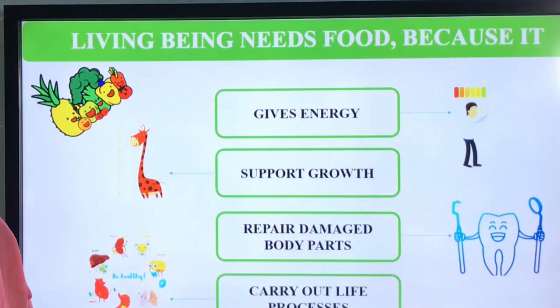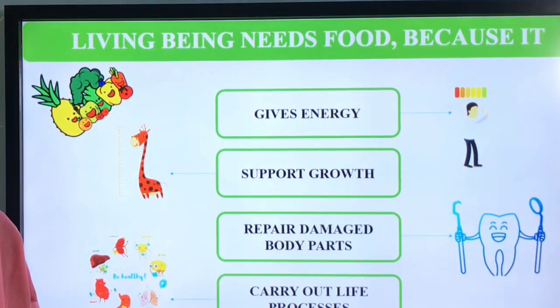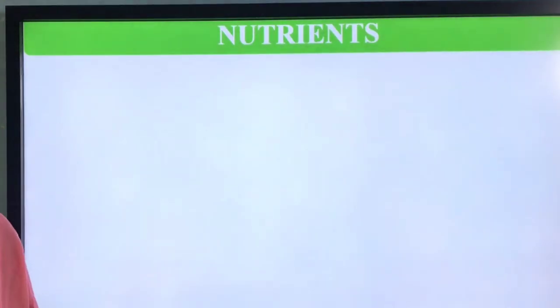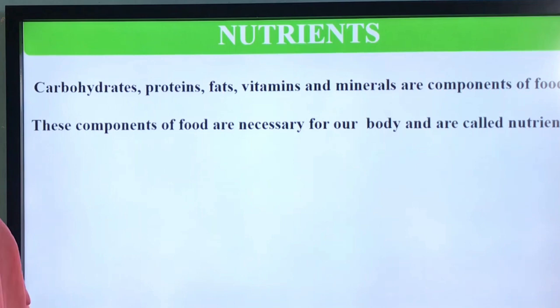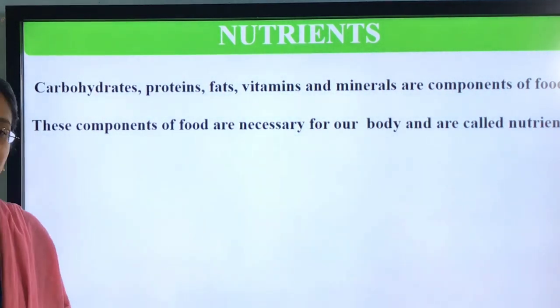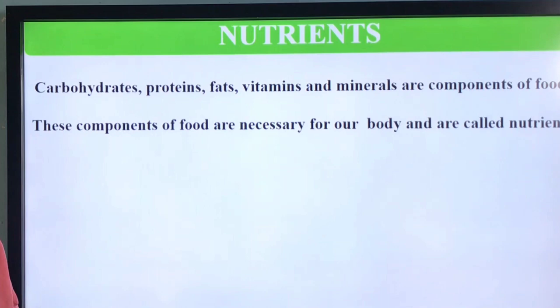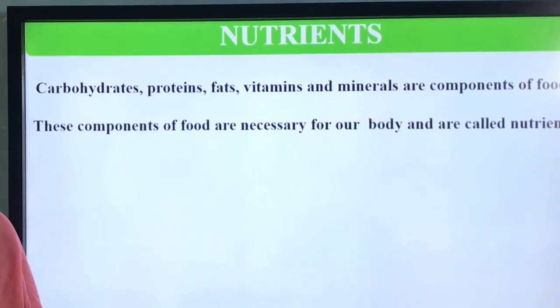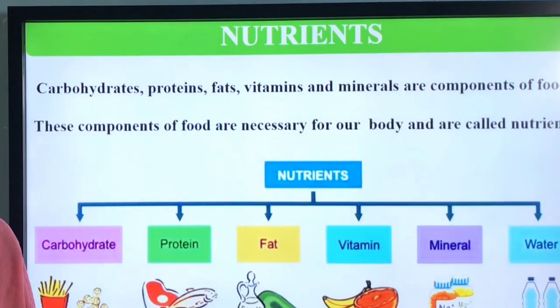In the previous slide we discussed various life processes. All these life processes will be carried out only with the help of food. So food is very much essential for our body and all the living organisms. Now we take food with different components, that is carbohydrate, protein, fat, vitamins and minerals. All these components of food are very much essential for living organisms. So these components of food which are essential for our body are known as nutrients.